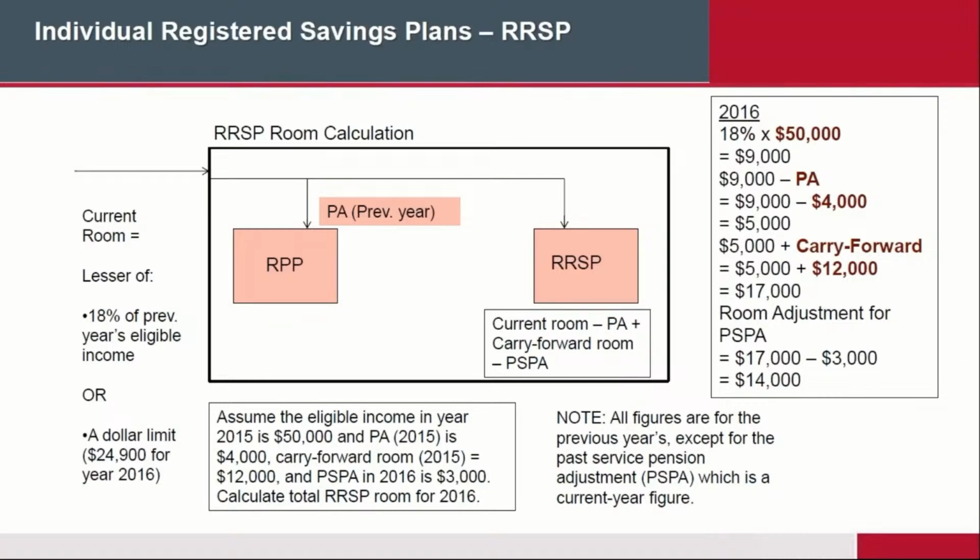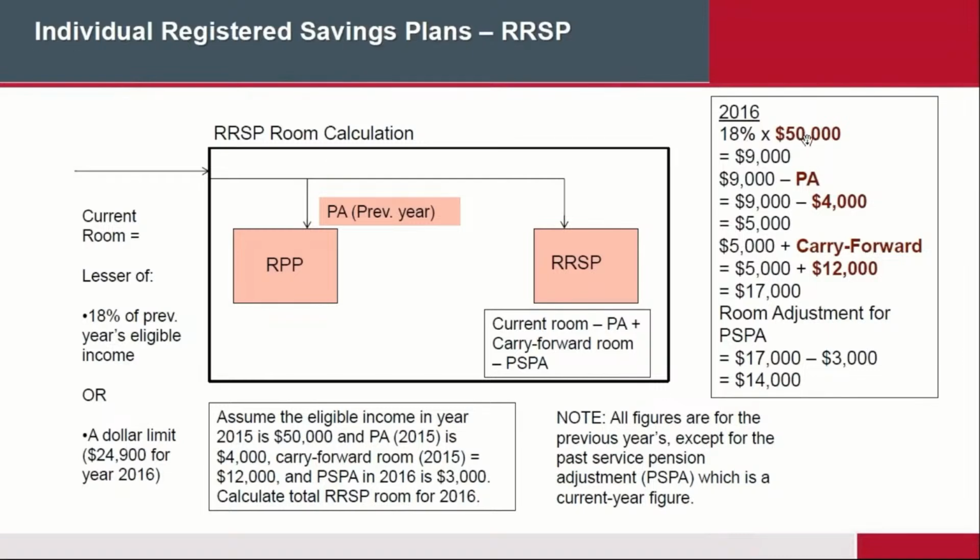So basically, your PA, pension adjustment, is negative, in other words, minus, and your past service pension adjustment is also minus. So let's go through an actual example. If you look at the right side of your screen, you'll see that for 2016, let's say in 2016, you had an income of $15,000. So that was your income.